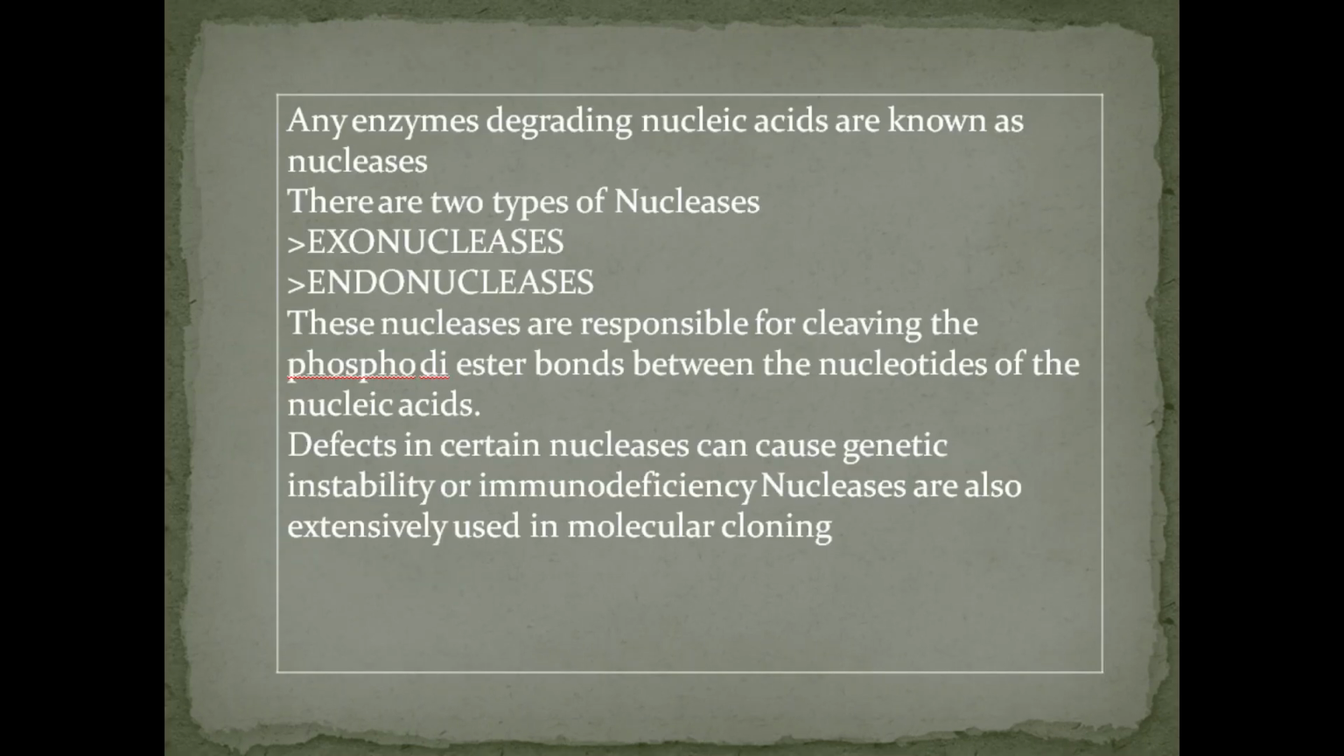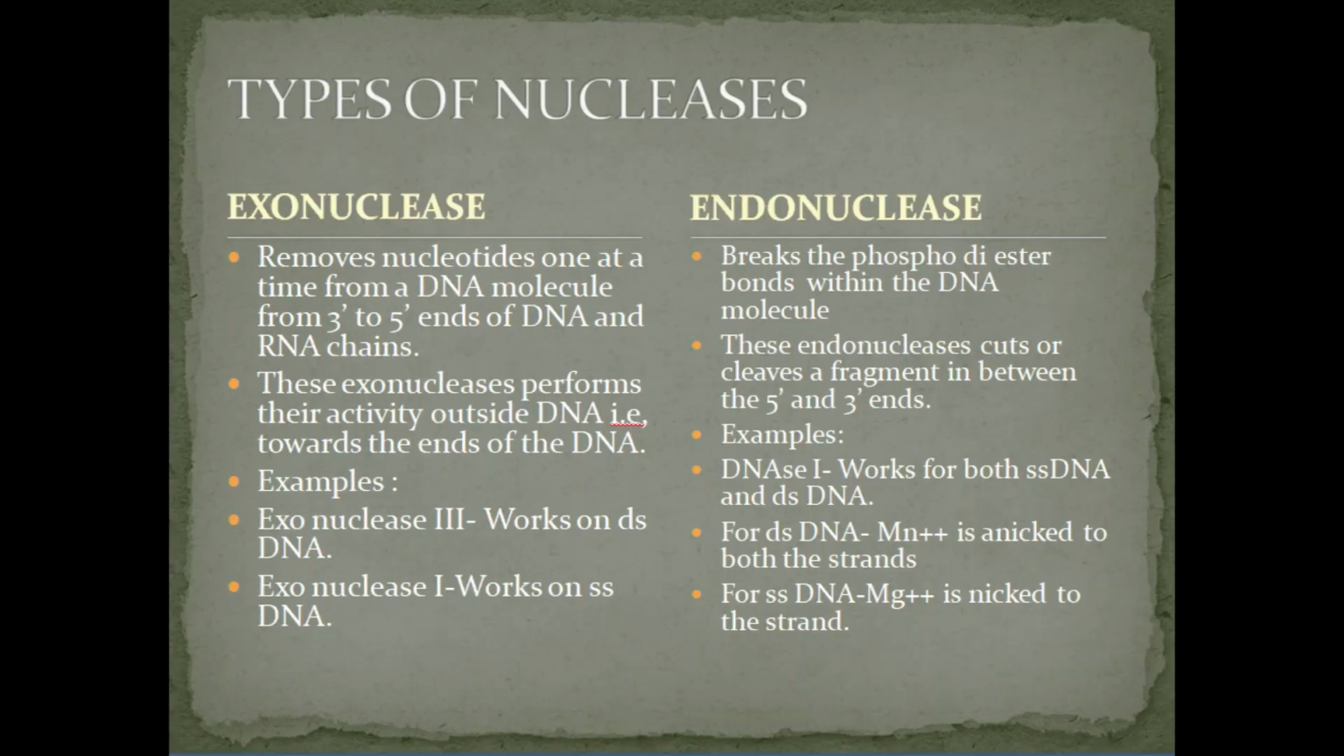Any enzymes degrading nucleic acids are known as nucleases. There are 2 types of nucleases, exonucleases and endonucleases. These nucleases are responsible for cleaving the phosphodiester bonds between the nucleotides of the nucleic acids. Defects in certain nucleases can cause genetic instability or immunodeficiency. Nucleases are also extensively used in molecular cloning. There are 2 types of nucleases, exonuclease and endonuclease.